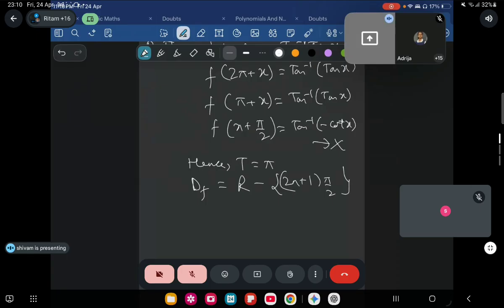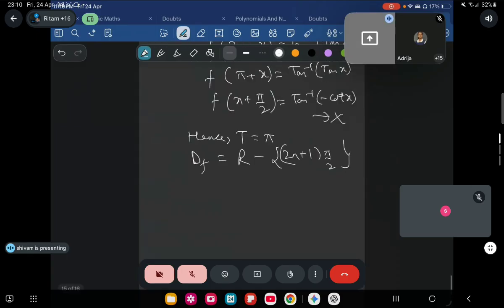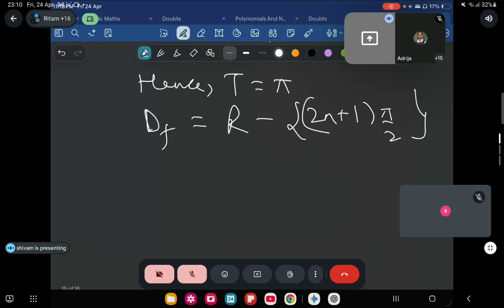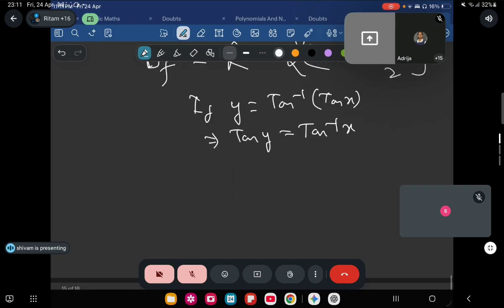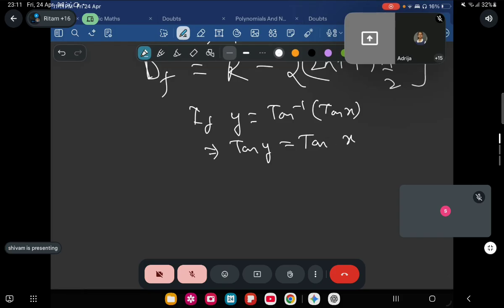Now I'm going to plot the function, but let us understand what is the functional rule. So everyone, if y equal to tan inverse tan of x, then tan y is equal to tan x. Tan y equal to tan x. So what is the value of y? Anyone remembers the general solution? If tan y equal to tan x, what is the value of y?